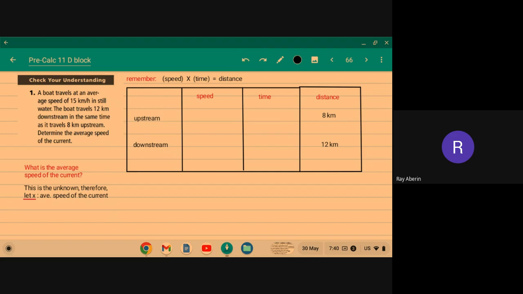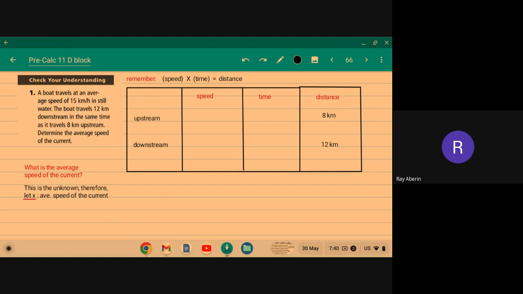I would suggest that this is the kind of table that you create. This is a table that you will see in most books. It is very, very helpful to create a table like this whenever you are working on problems that involve speed, time, and distance, or work, which is going to be Check Your Understanding number 2. So let's just finish this.